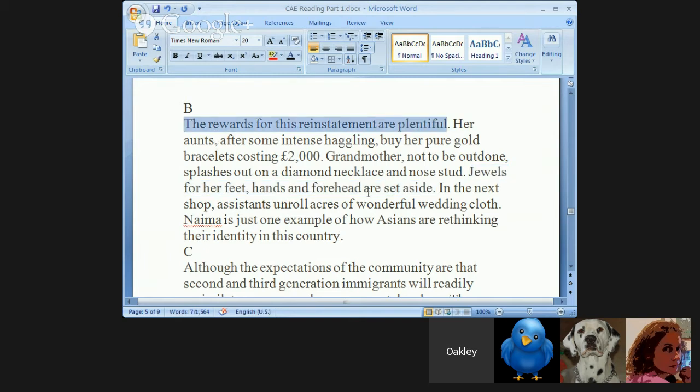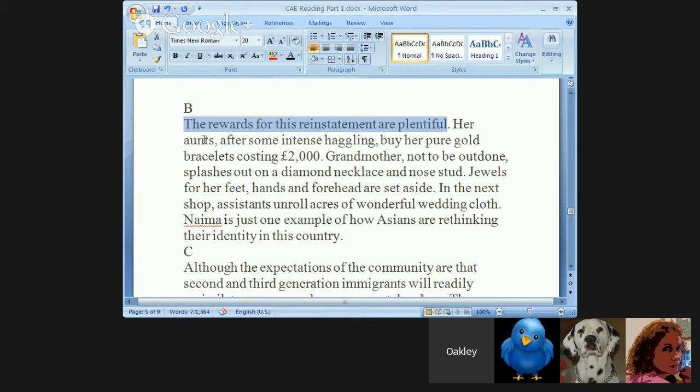All right. Most important are the first... the last paragraph. No, the last sentence. Asians are rethinking their identity in this country. All right, but wait a second.